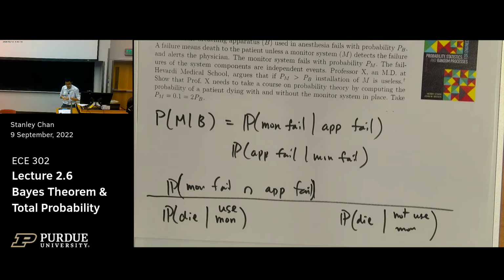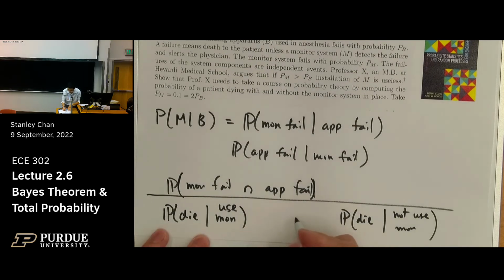So if I use the monitor, and then the probability of dying is higher than not using the monitor, then the monitor system is useless, right? And so we got to show that this is the direction. We want to show that. Now, if we can show that, then we're done, right? The conclusion will be valid.